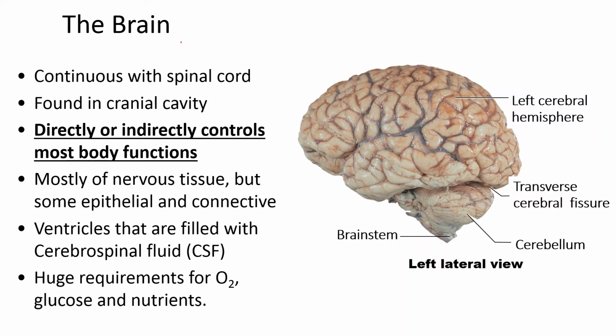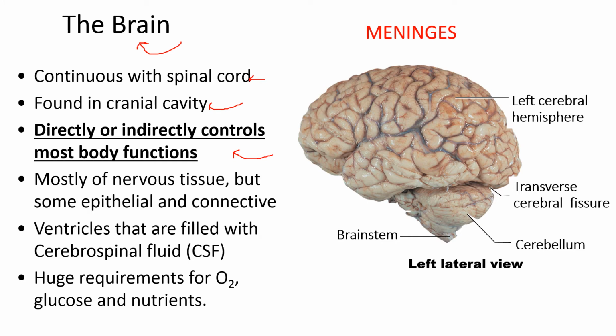So the brain is often called the supercomputer of the human body because it either directly or indirectly controls most of your body functions. This soft, whitish-gray organ is located in the cranial cavity, and it's superior and continuous with the spinal cord. The brain weighs approximately 3 pounds, and it's composed mostly of nervous tissue, but there is some epithelial and connective tissue associated with it as well. In fact, the brain is covered by 3 protective connective tissue sheaths called meninges.